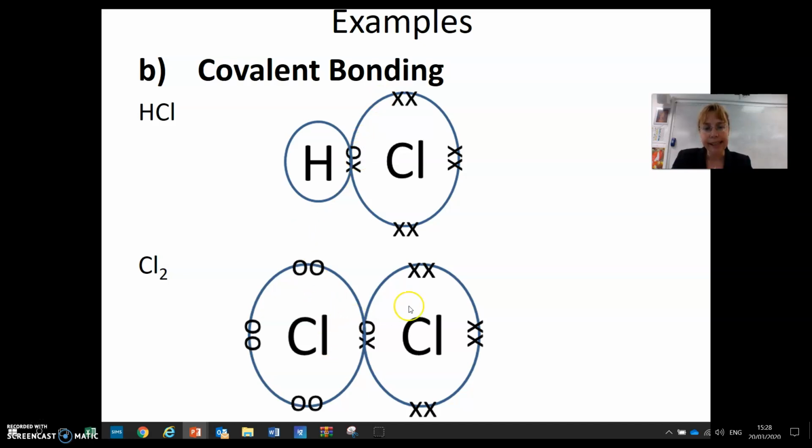And over here we can see the bonding between 2 chlorine atoms. So that one's now got 8 electrons in the outer shell, and the one on the right has got 8 electrons in the outer shell.